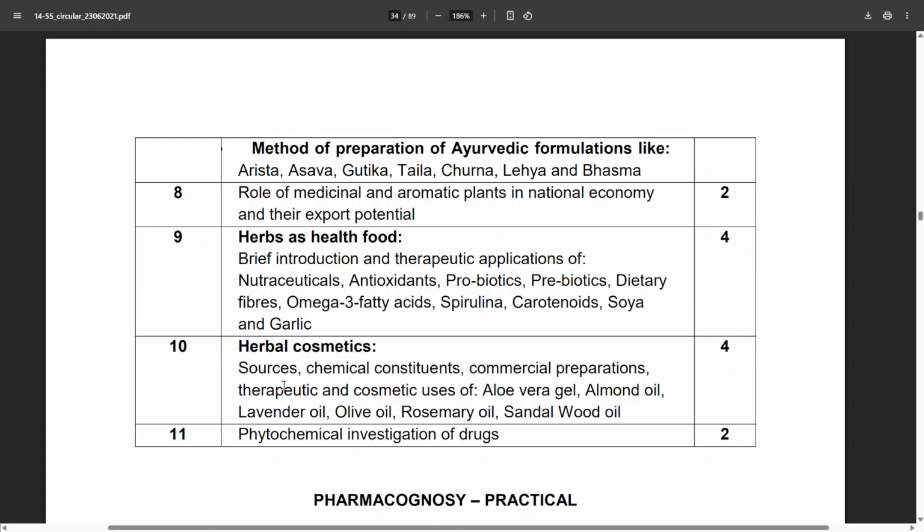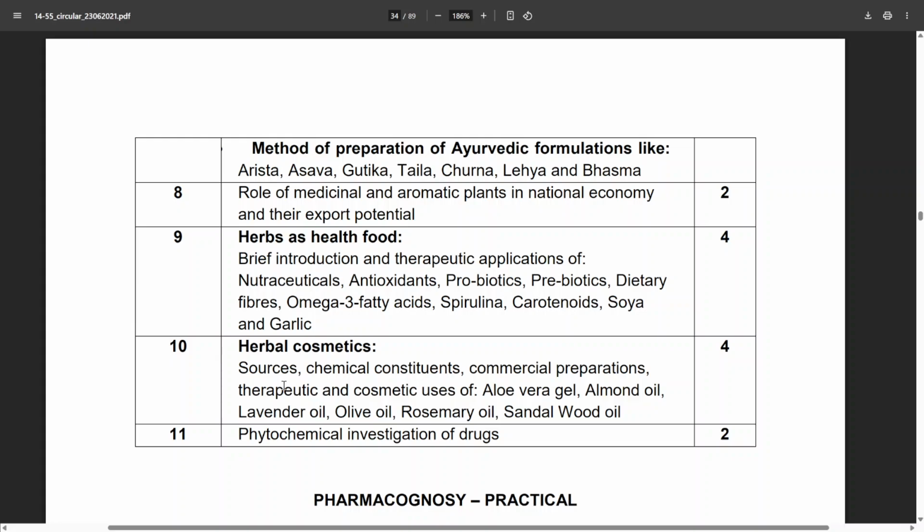Brief introduction and therapeutic applications of nutraceuticals, antioxidants, probiotics, prebiotics, dietary fibers, omega 3 fatty acids, spirulina, carotenoids, soya, and garlic.